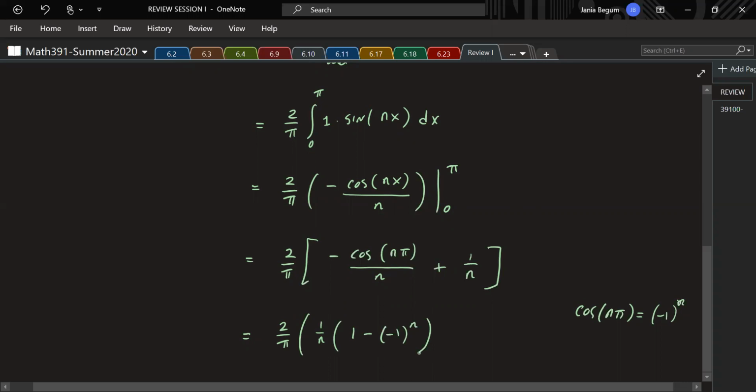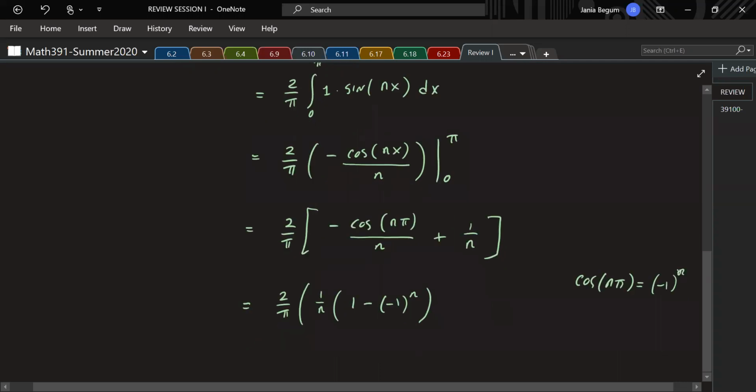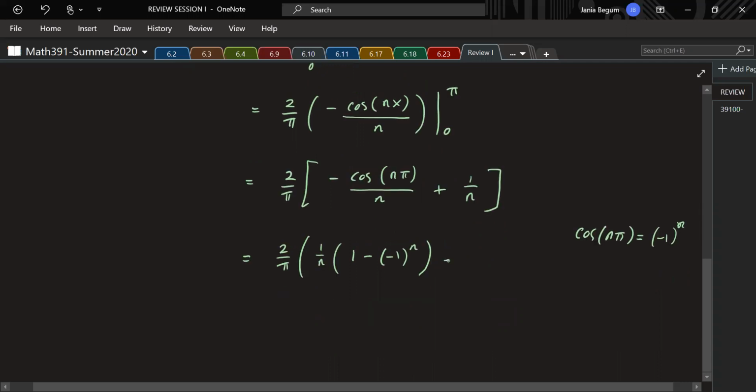And then you can simplify this more, right? What happens if you let n be even or odd? So we can break this up a little bit more. If n is even, what happens? If n is even, we have positive 1, right? So you have 1 minus 1, that's going to give you 0. So all the coefficients are going to be 0.